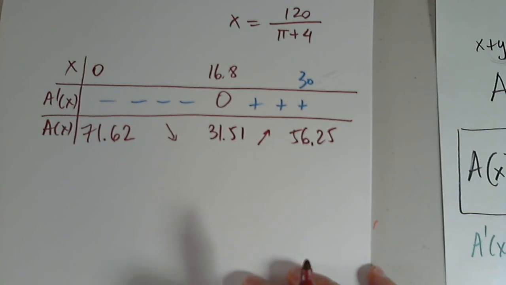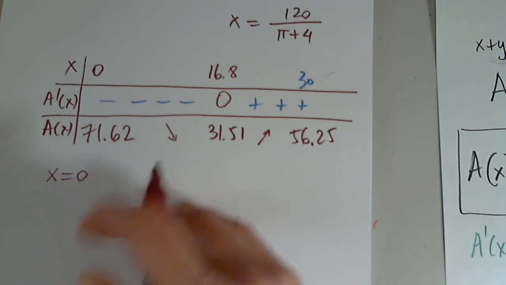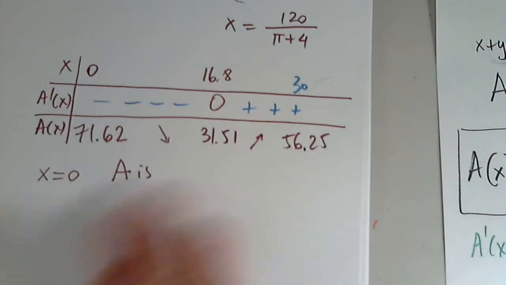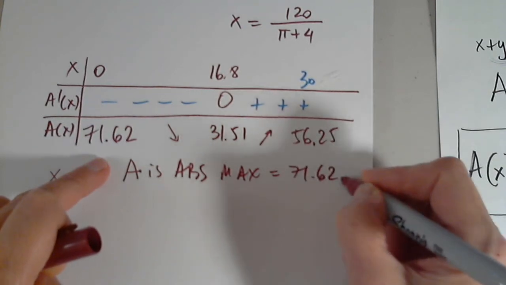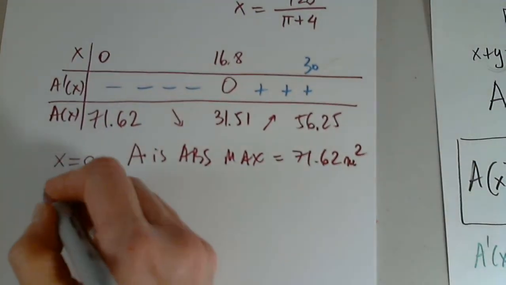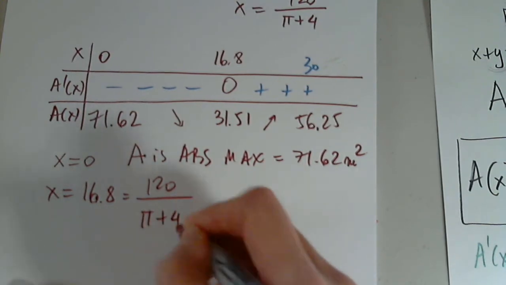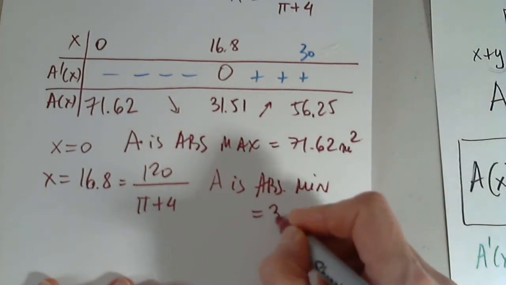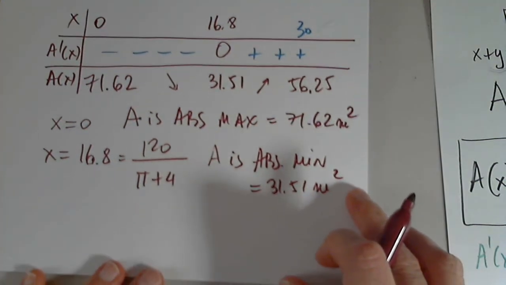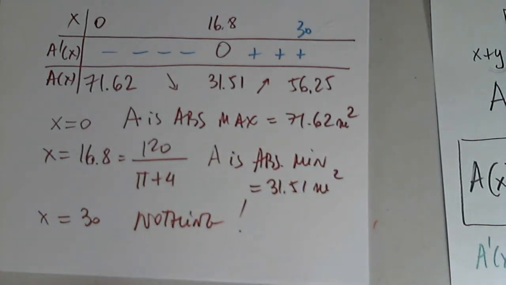And now I make my conclusions. So when x is 0, the area is absolute max, and it equals 71.62 square meters. When x is 16.8, they may not accept that answer. You may have to write the exact. Area is absolute min, and it equals 31.51 square meters. At 30, when x is 30, nothing. It's not absolute min, it's not absolute max.